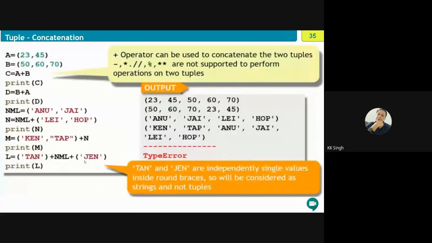Your second statement is telling you this. So they will be considered as strings, not tuples. So 10 and Zen, they are not two tuples. They are simply strings, 10 and Zen. So it cannot be concatenated into tuples.